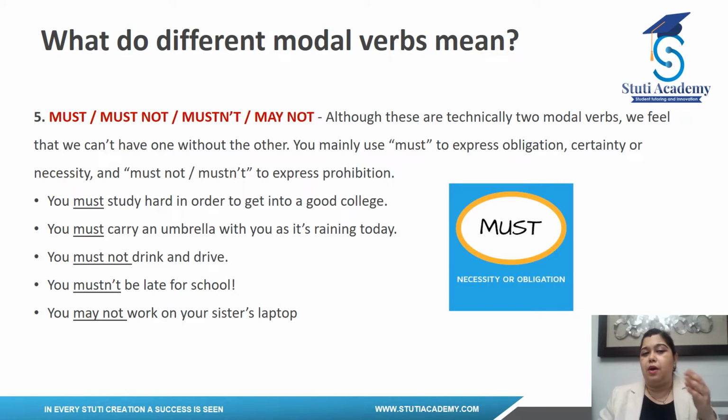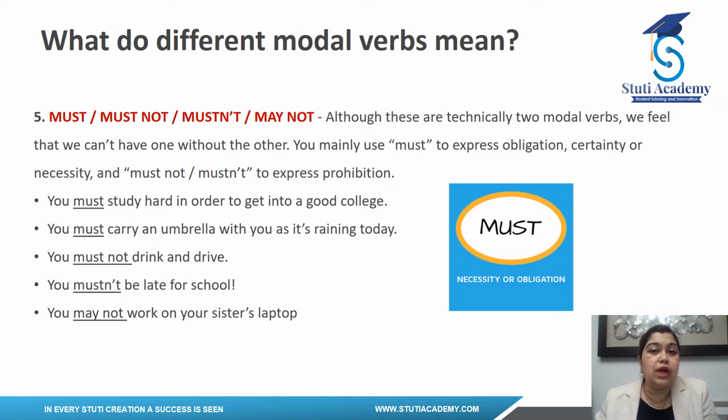Now here we have must, must not, mustn't, and may not. Now, although technically, if you look at it, must not, mustn't, or may not are two modal verbs, but we feel that one cannot live without the other. They are like a couple together. So we mainly use must to express obligation, something that has to happen, or a certainty, or maybe a necessity. And then again, must not or mustn't are for prohibition or the negative form of must.